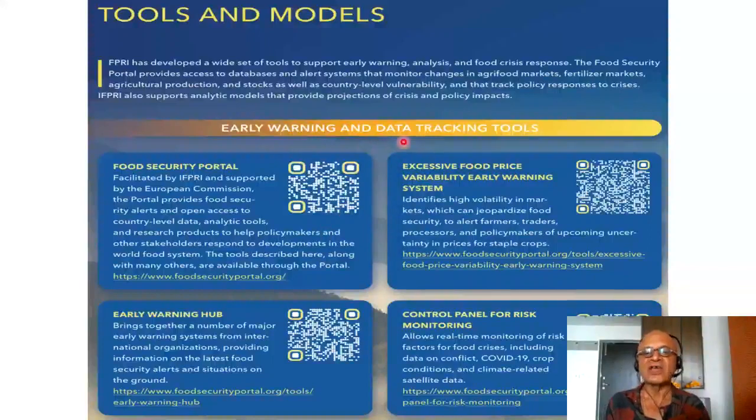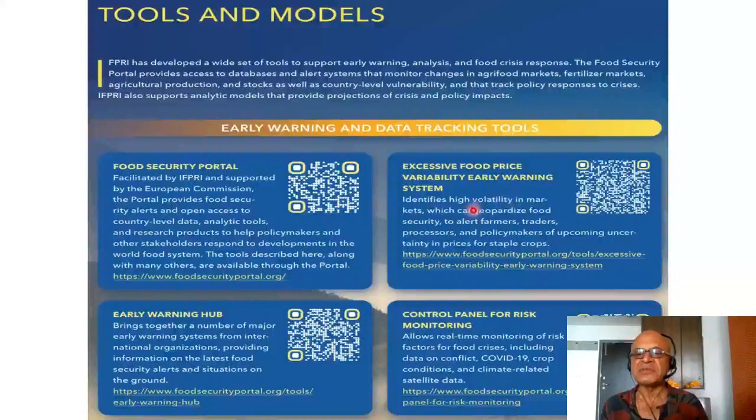Early warning and data tracking tools. Food Security Portal that we mentioned before, FSP 1, 2, etc. Facilitated by IFPRI and supported by the European Commission. The portal provides food security alerts and open access to country-level data, analytic tools, and research products to help policymakers and other stakeholders respond to developments in the world food system. The tools described here, along with many others, are available through the portal, which you can scan here.